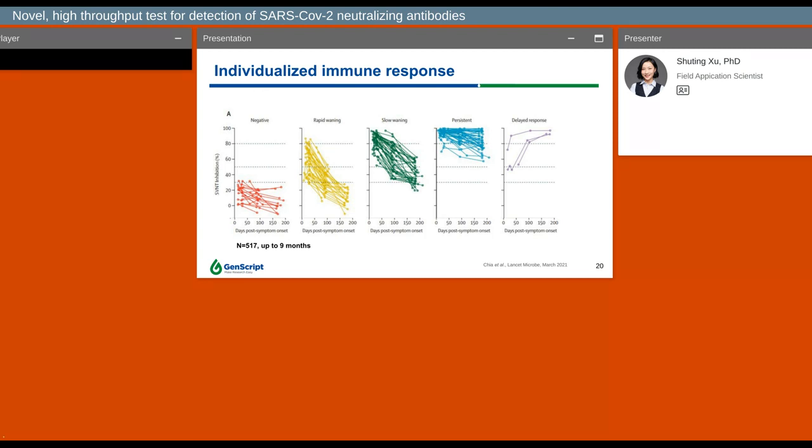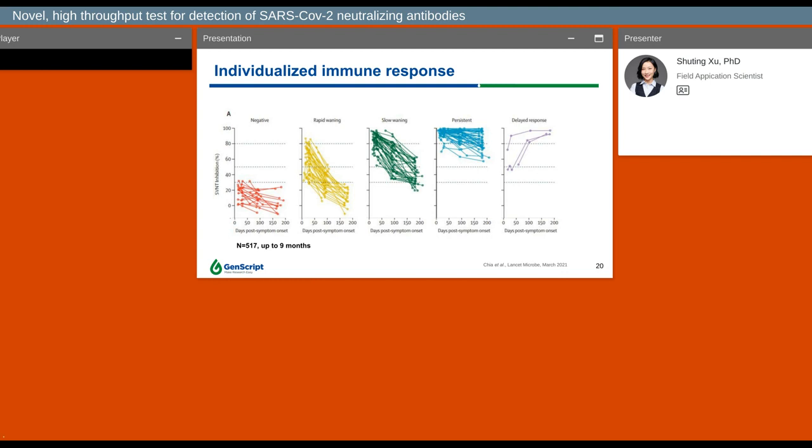Another reason why we have to study neutralizing antibodies is the individual immune response. This study, published quite recently, gave us a first hint of how and why we have to detect neutralizing antibodies post-infection and validation. The study was performed in Singapore, and they accumulated 517 samples. This cohort study lasted up to 9 months, so they were detecting the neutralizing antibody response after natural infection.